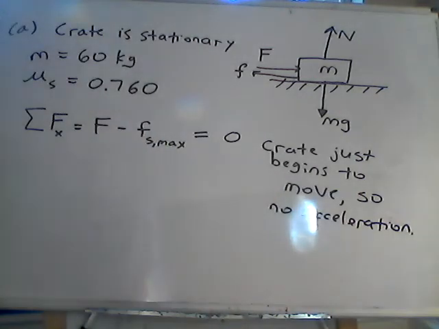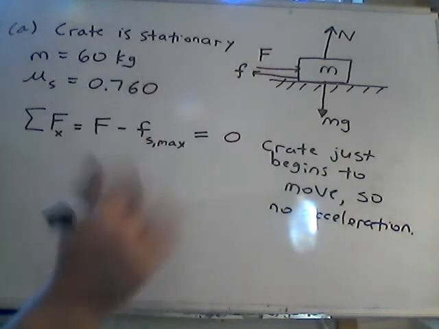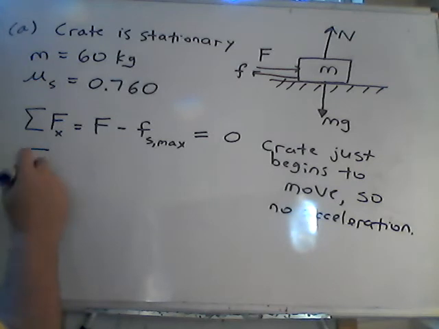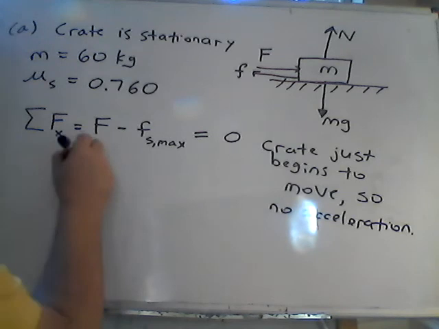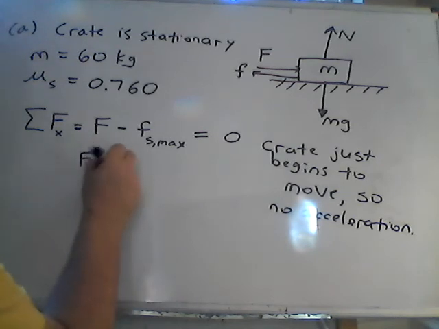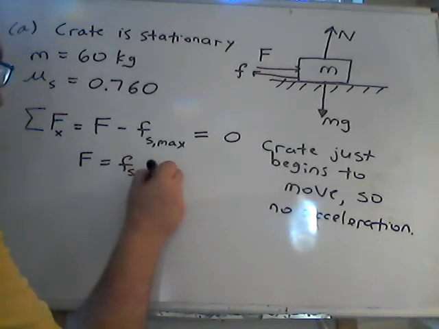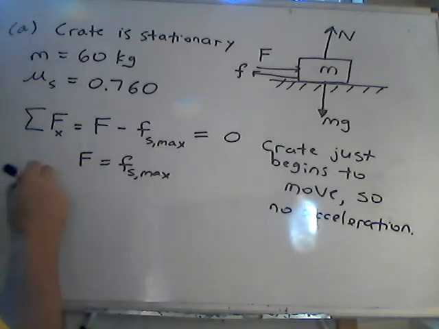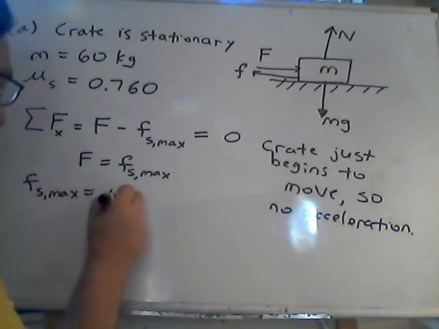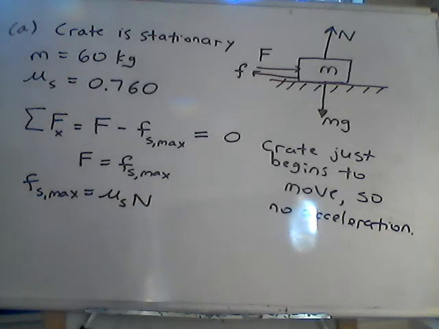All right. And so, quite simply, what would that be? Not yet. Some of the forces. So what I can actually write real quickly is that the application force must be equal and opposite to F sub S max. And I happen to know that F sub S max empirically is the coefficient of static friction times the normal force.